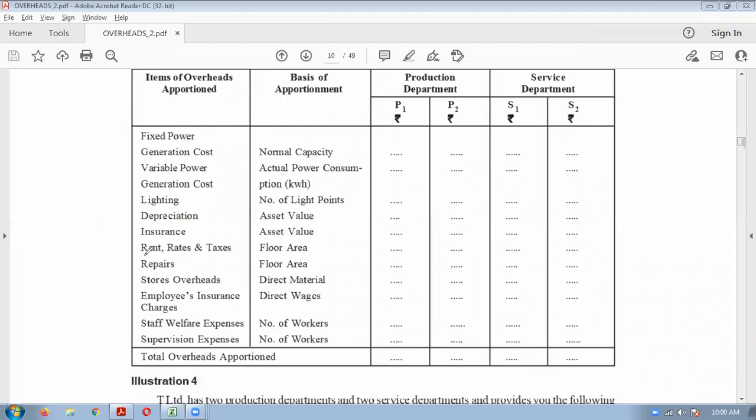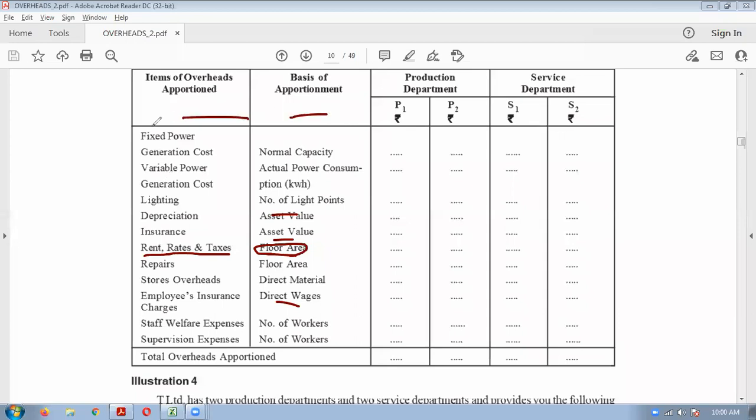Okay. For example, rent, rates and tax will be given and you will be asked how to apportion the cost. 4 options will be given: floor area, asset value, number of light points, direct wages. So the correct option will be floor area. So similarly, see how many questions can be formed from this. So just remember this table.